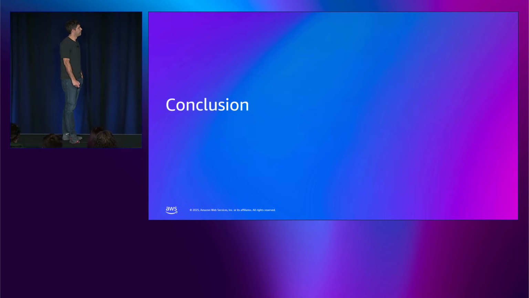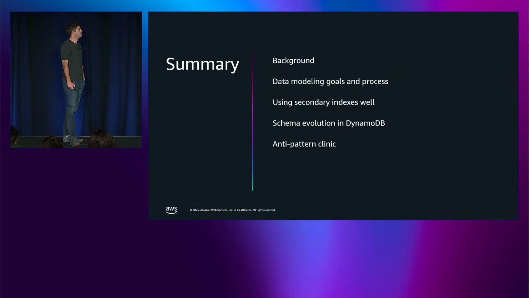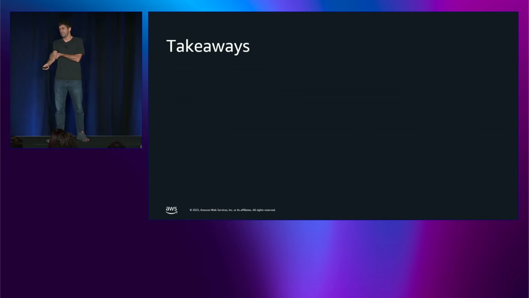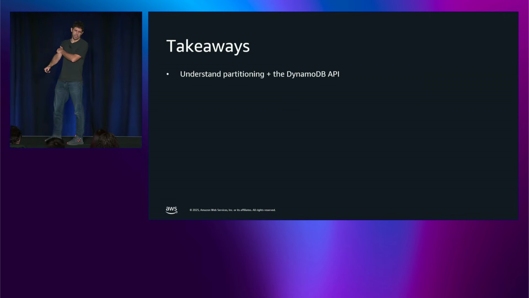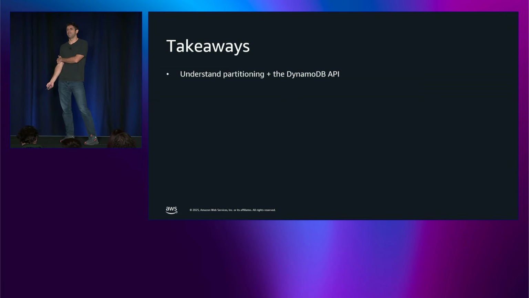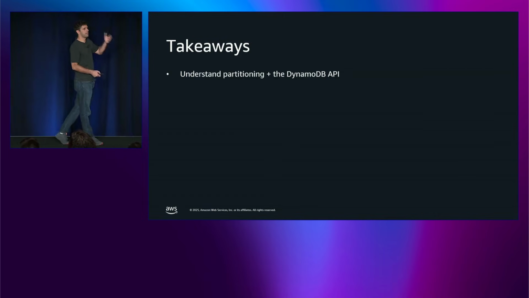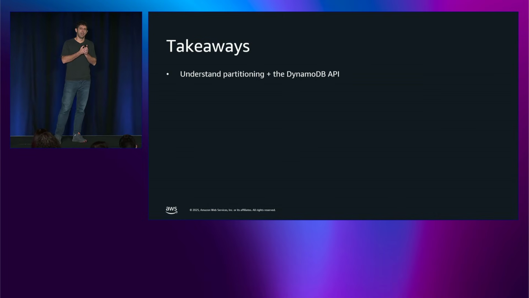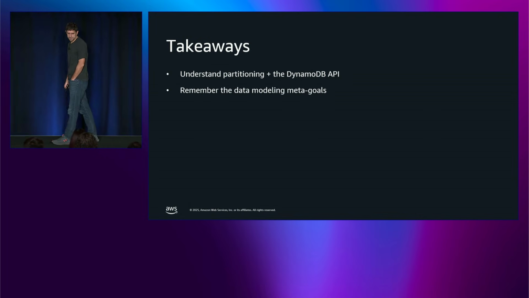All right, we made it. In terms of summary, this is what we covered today. I just have a few main takeaways. The biggest thing, make sure you really understand partitioning and the Dynamo API. Don't hide the API. Understand what you're doing with the Dynamo API, and have a better understanding of what that performance profile is going to look like.